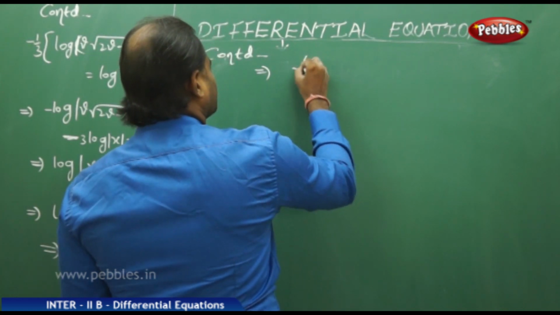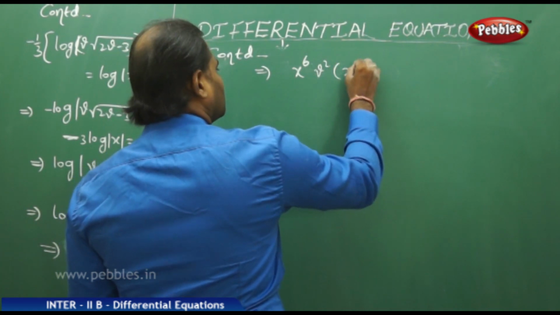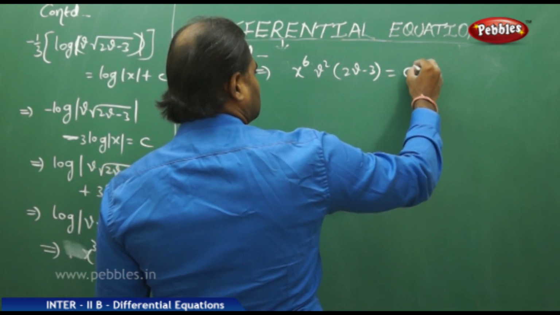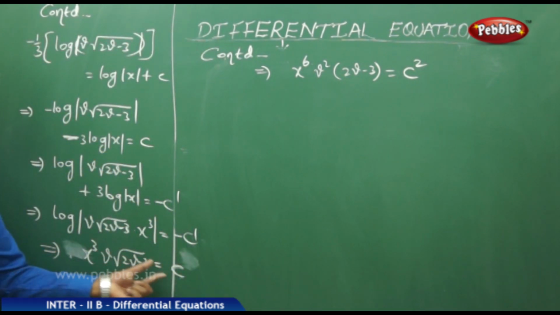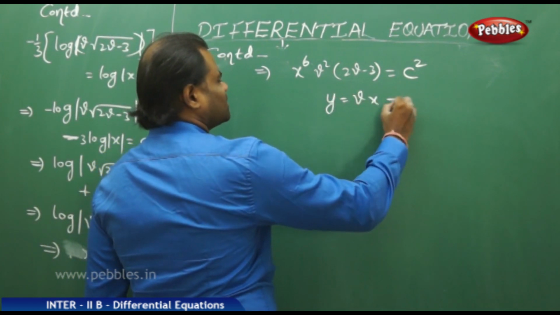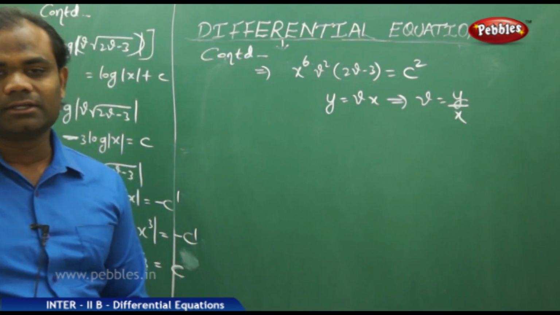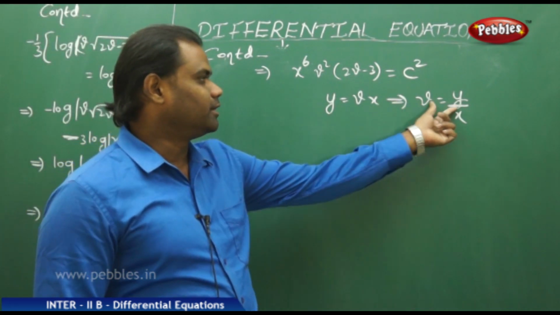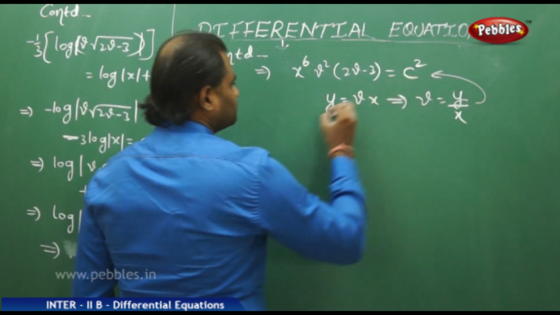I get this as x power c v square of 2v minus 3 equals some c square, which is how we get when we square on each side. But we know that y is vx, that implies v is y by x. Now we want to retain back the original variables x and y. So therefore, we are going to take v as y by x and substitute in this equation.